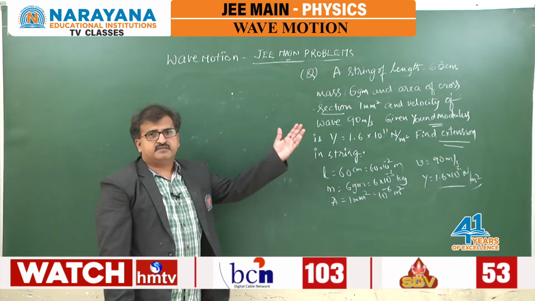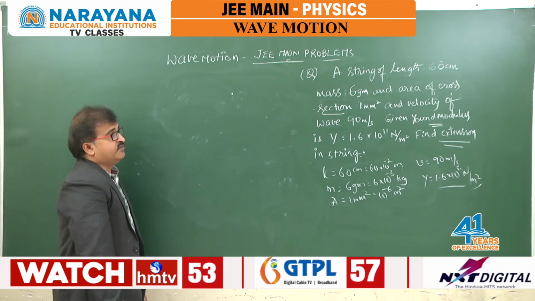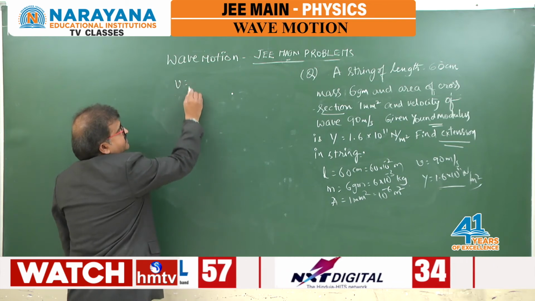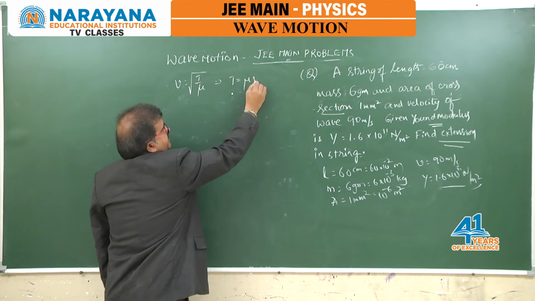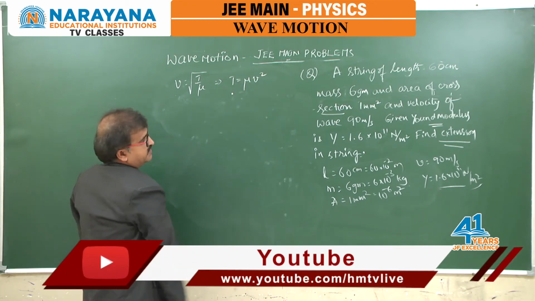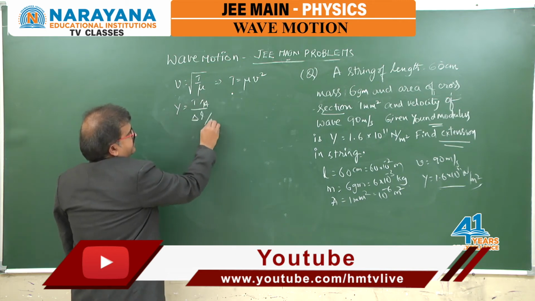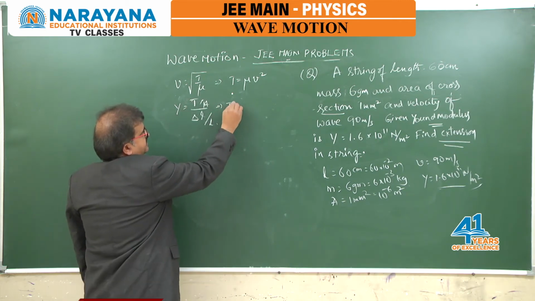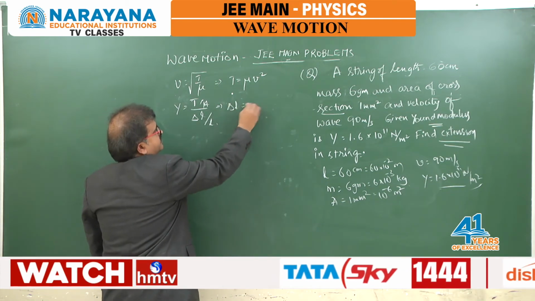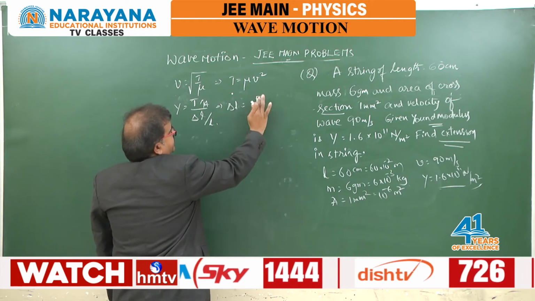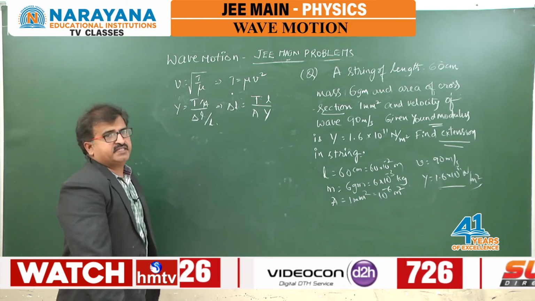If you identify the data given like this, you can understand there are two topics involved in it. One is wave velocity, root over T by mu, which implies tension T equals mu v square. The second one is all about Young's modulus, stress by strain, which implies we need delta L here. So delta L equals tension T multiplied by length L by area of cross section into Young's modulus.